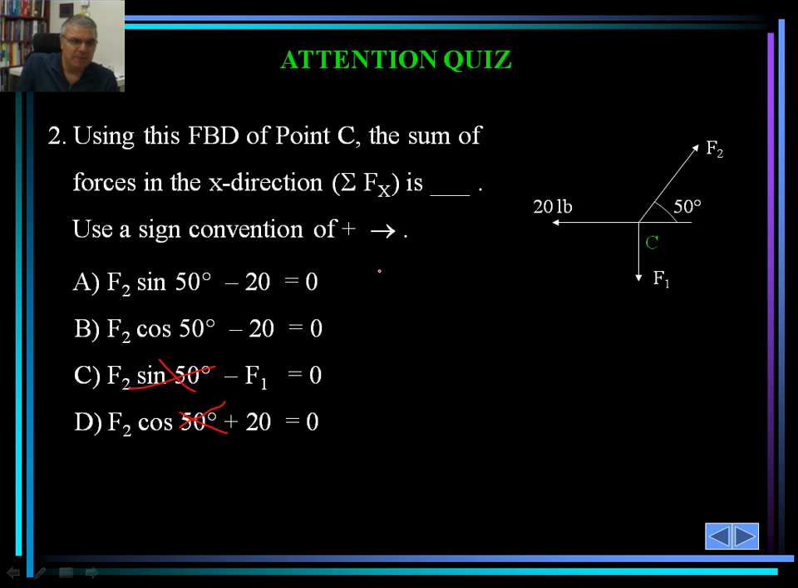If we would like to find the x component of F sub 2, remember this is for the sum of the forces in the x being 0, so we are not worried about F1. It's really out of the equation, but we are concerned with the x component of force F2. The x component of force F2 must be F sub 2 cosine 50 degrees. So this is the correct answer. We can also eliminate this one. So the correct answer is B.